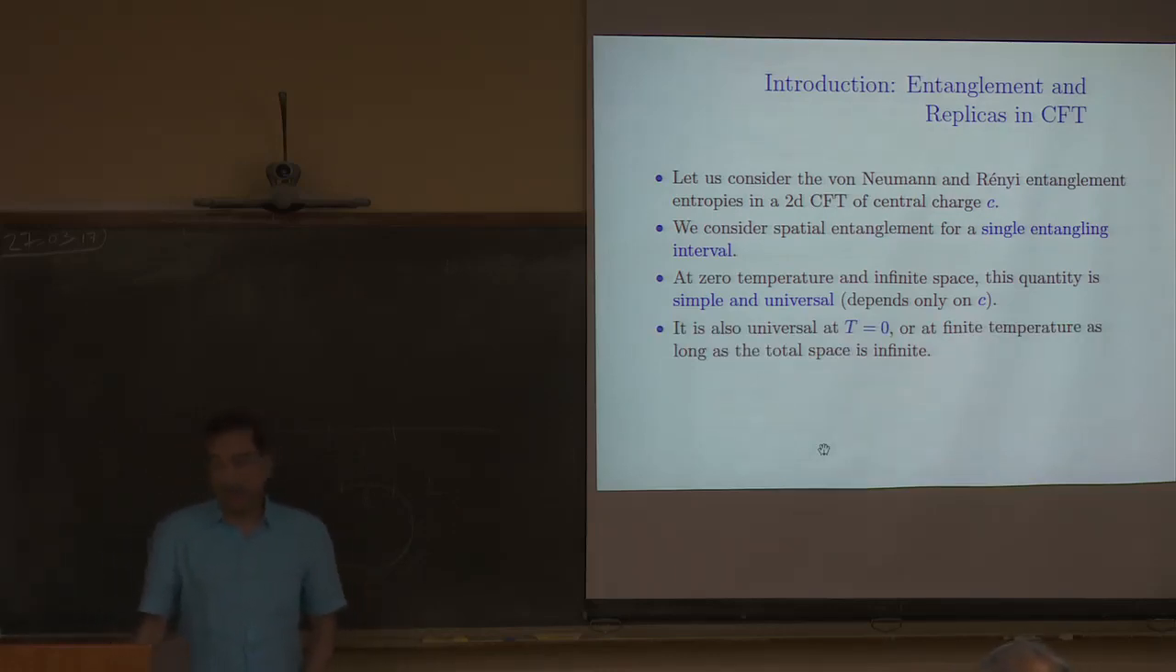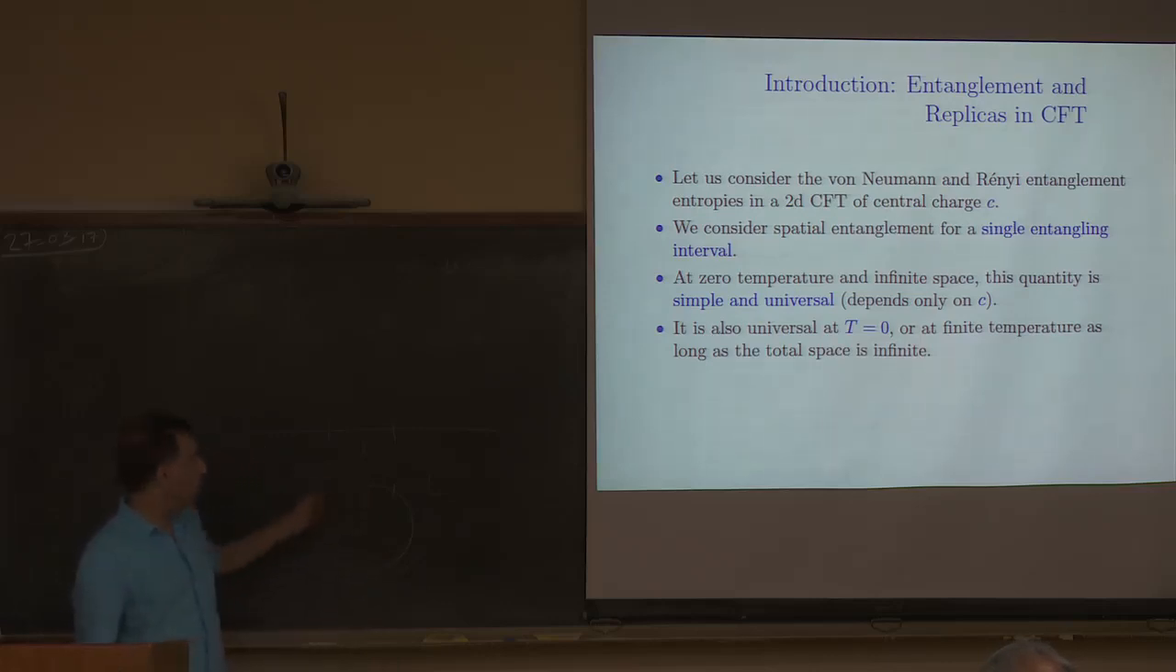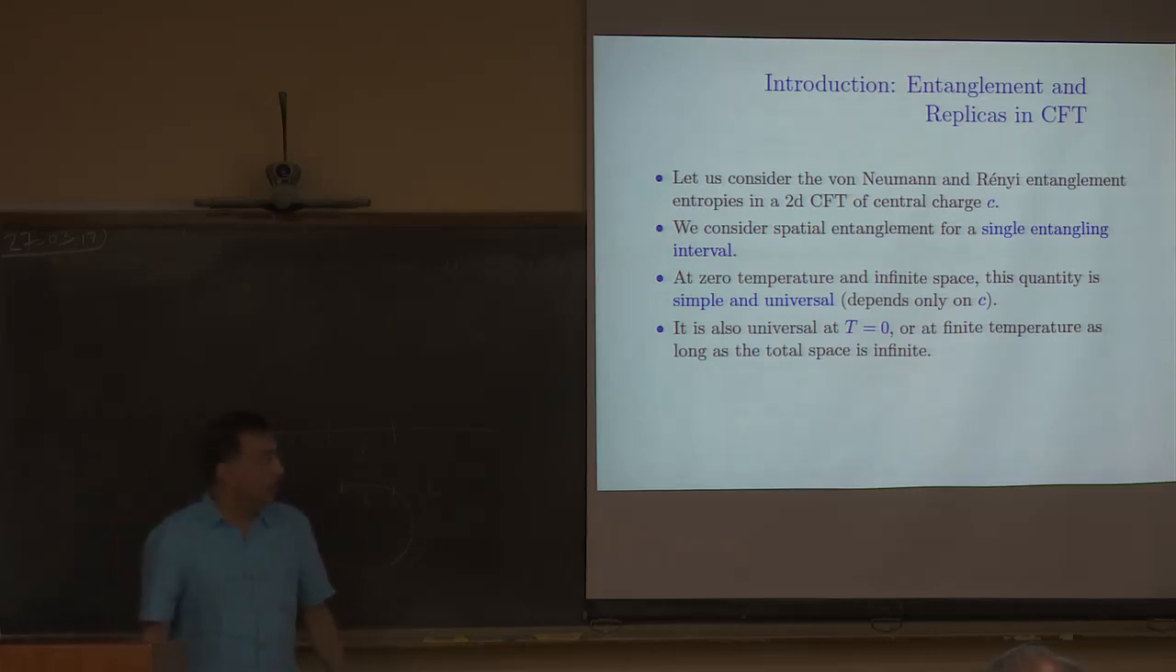Now this universality property is also true if the temperature is zero, even if we are in this situation where the space is finite. This actually complicates the calculation because periodicity means that modes here are connected to everything on both sides, while the infinite case is somehow simpler. But as long as temperature is zero, then it's still universal. On the other hand, if temperature is finite, but the space is infinite, then also it's universal, and I'll show you the formula for that.